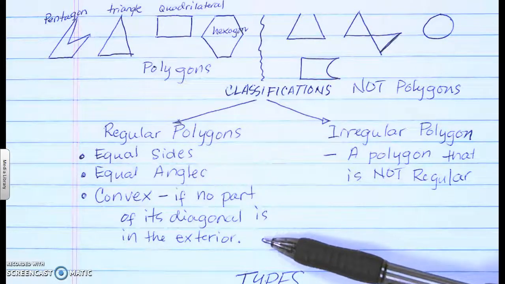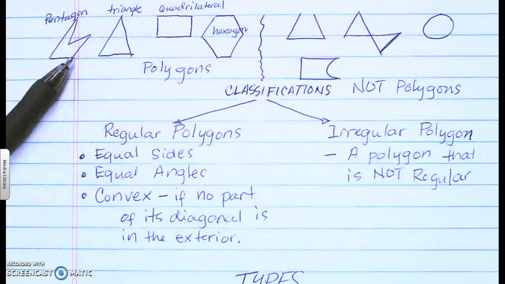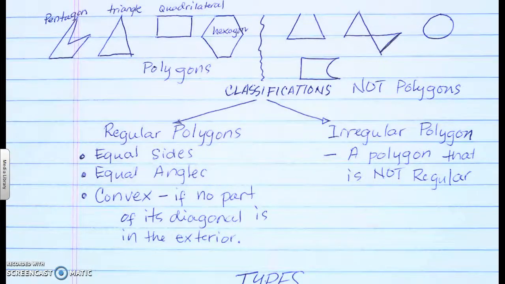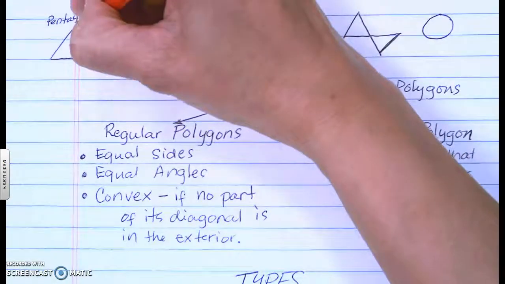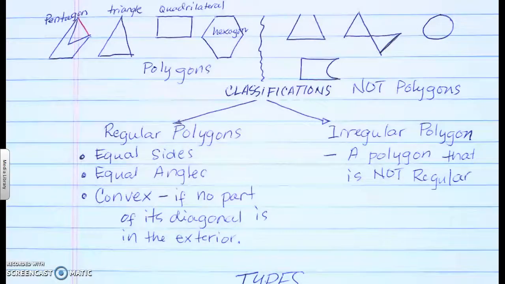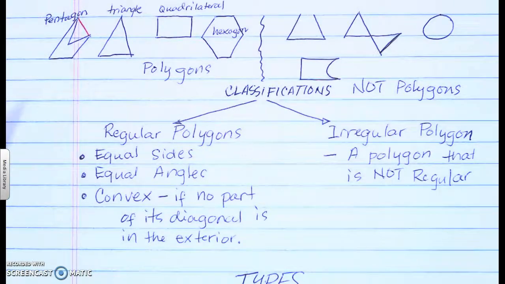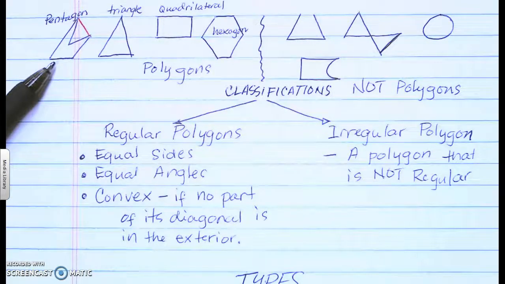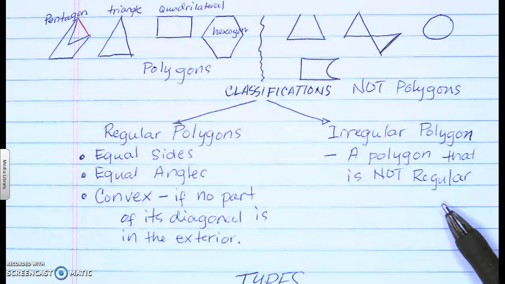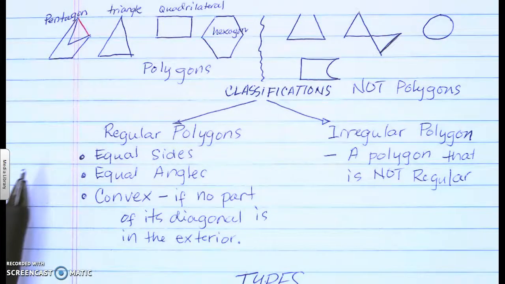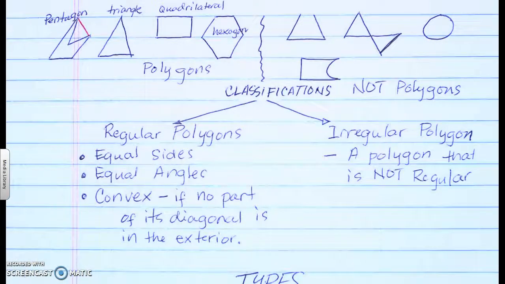So for example, let me focus on this type of polygon. This cannot be convex because if I draw the diagonal right here, by the way, that's a diagonal, then a lot of the points of the diagonal are found in the exterior. Therefore, this example of a pentagon is non-convex, which is also called concave. What are irregular polygons? An irregular polygon is a polygon that's not regular. So whenever it does not guarantee all of these, then it becomes irregular.